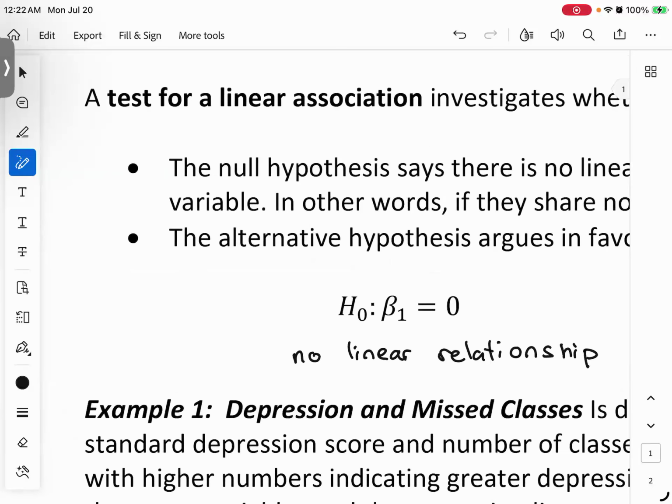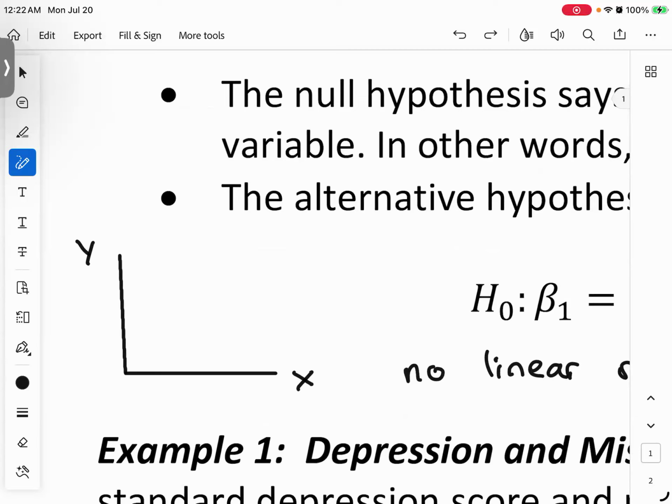Now, what I thought might help is if I did a picture. Remember, in 2.6, we had an x variable, and as that was increasing, we had a y value. If there was a linear association, either things were increasing, or things were decreasing from left to right. But what the null is arguing is that there is no linear relationship, or in other words, that the slope is zero. So as x is increasing, the y value really doesn't do anything. It doesn't increase, it doesn't decrease, it just stays flat, like a horizontal line.